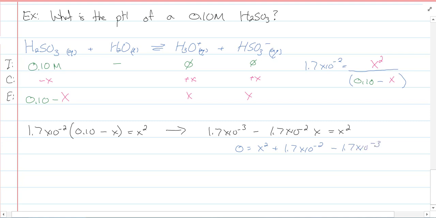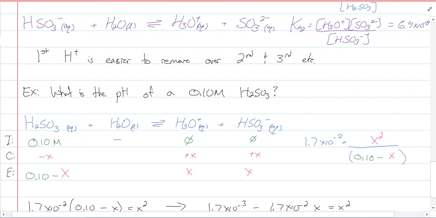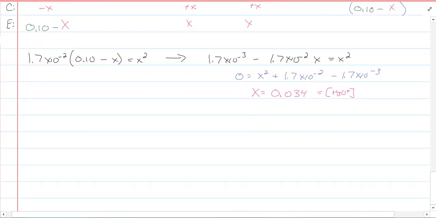Hopefully you have your calculator all worked out, doing your quadratic formula. You get 2 x values. We only care about the positive one of 0.034. So that's what x equals. So x equals hydronium in this case. However, there's a second step, isn't there? The purple one. So let's write out the purple one.